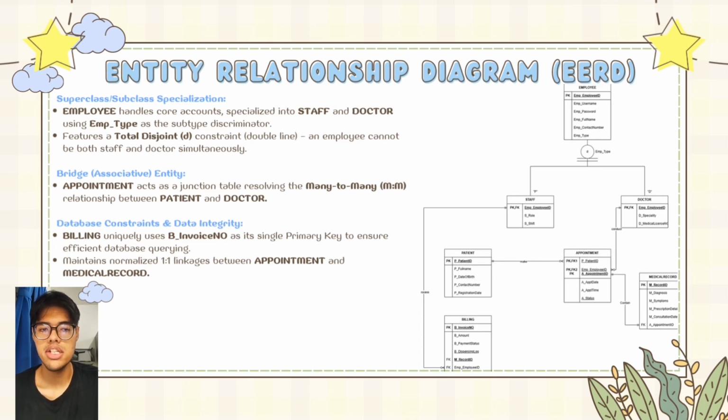B_invoice number, or B invoice number, is structured as the primary key, while the M_record ID and the staff MP_employee ID act strictly as foreign keys to track the specific medical record bill and the staff member processing it. In summary, the EERD layout is fully normalized, robust, and structurally ready to be mapped into physical SQL tables.